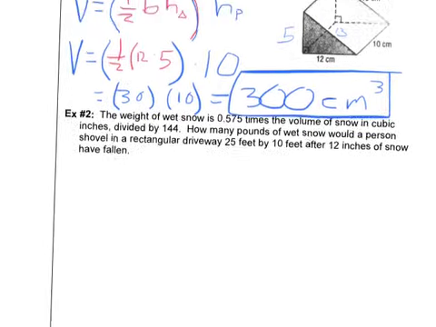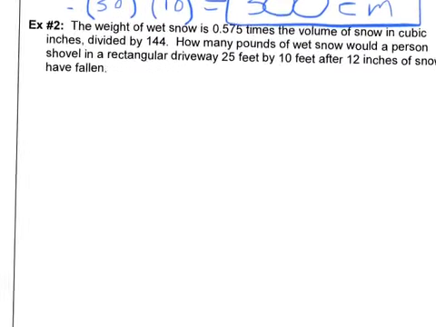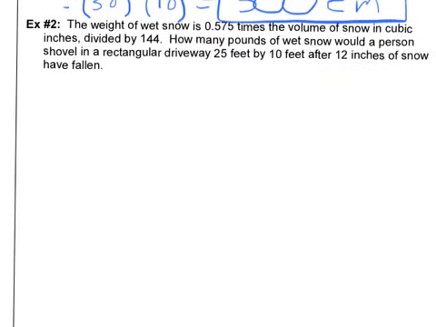All right. For this next problem, it's kind of wordy. So let me just read it for you. It says the weight of wet snow is 0.575 times the volume of snow in cubic inches divided by 144. How many pounds of wet snow would a person shovel in a rectangular driveway 25 feet by 10 feet after 12 inches of snow have fallen?